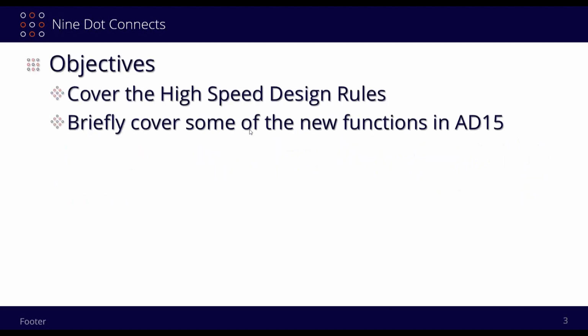All right, so my two objectives over here are, number one, to cover high-speed design rules. And we're going to definitely go into some details about this, but these are ones that I'll call the category of high-speed design rules. And then I'm briefly going to cover some of the new functions in Altium Designer 15.